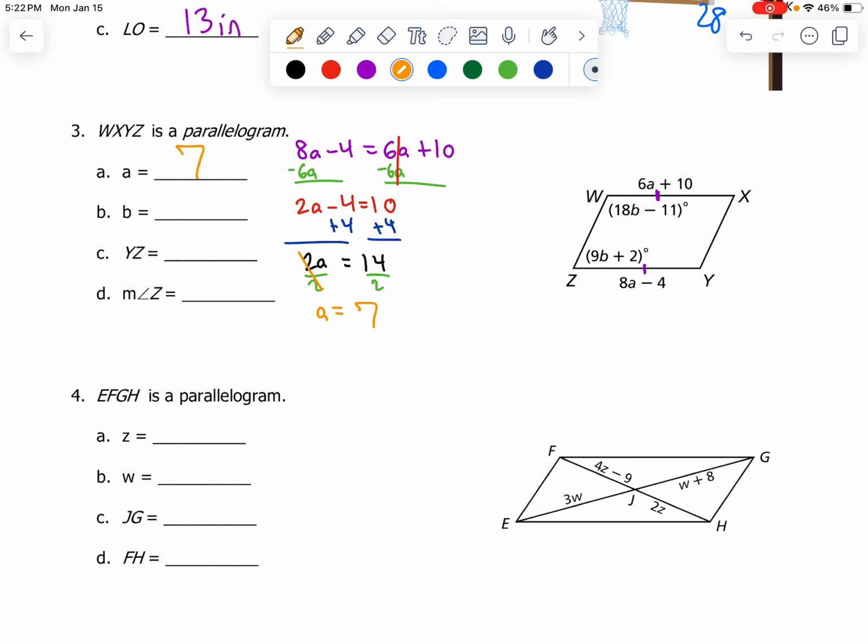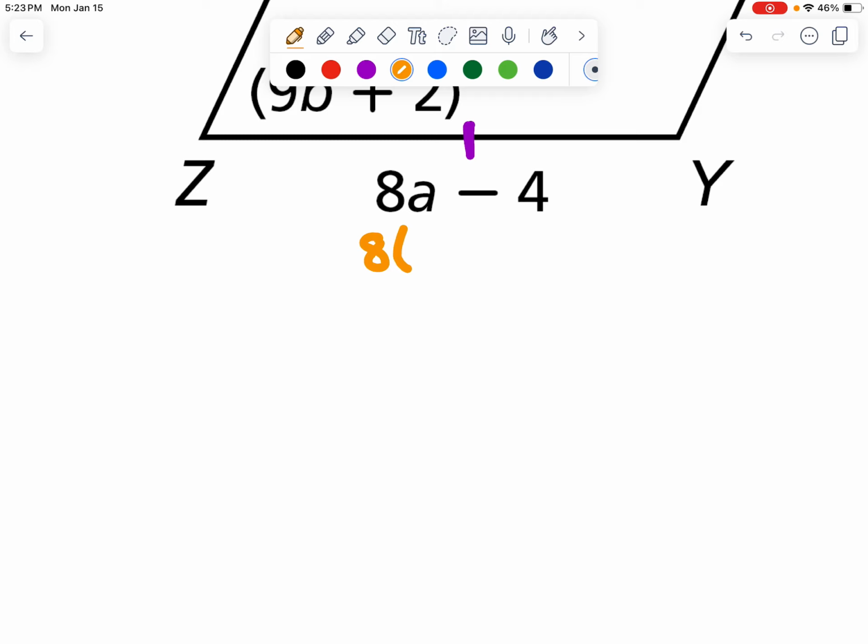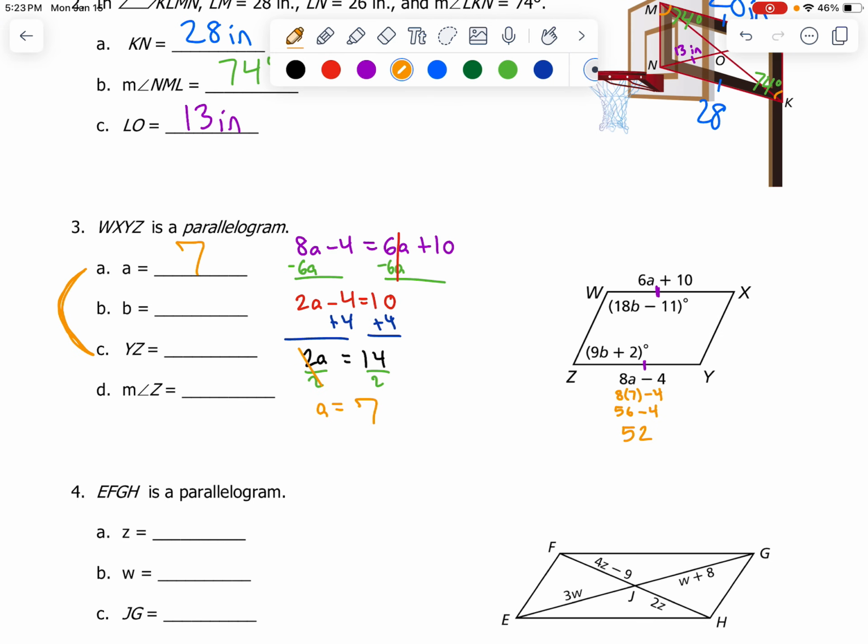And then while we're working on this problem, it's asking for YZ. So here I'm just going to do this to show that these two are connected. So it wants YZ. So I'm just going to go right over here. 8 times 7 minus 4. 56 take away 4 is 52. So YZ is 52, and it doesn't say inches or centimeters, so that's okay. We don't have to put anything.